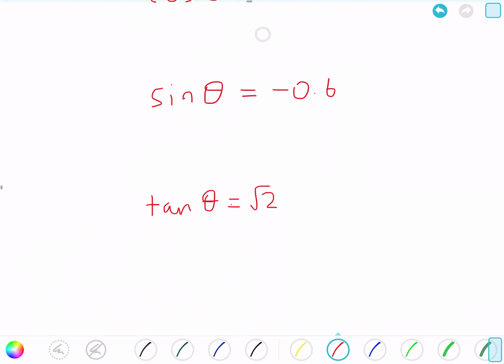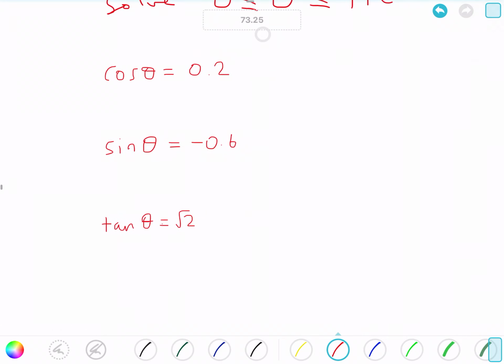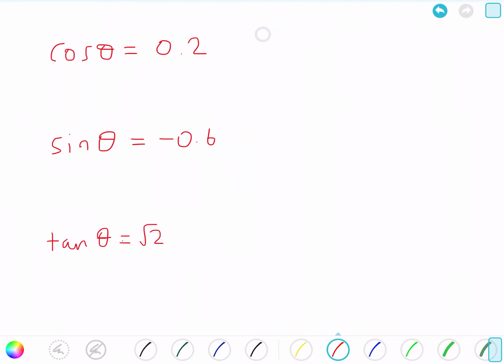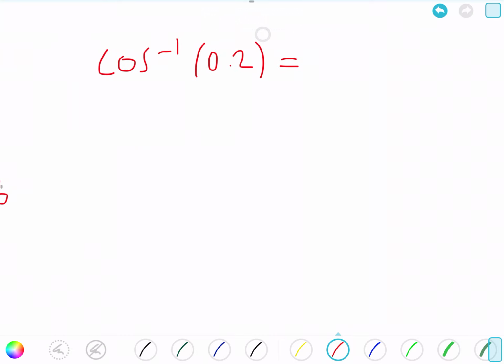Now we don't know this from special triangles, so the only way we can know this is using the calculator. So we go onto the calculator, we do inverse cos. Some people say cos to the minus 1. Technically it's not to the power minus 1, it's inverse cos. So we'll do this 0.2. Make sure you calculate in radians mode. We get 1.36 or 1.37 to 3 significant figures, radians.